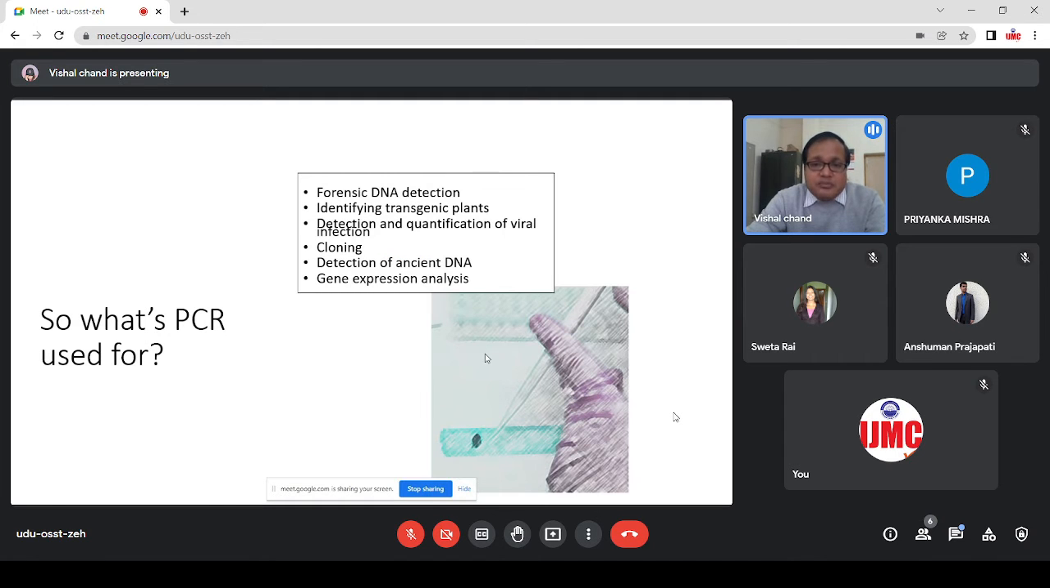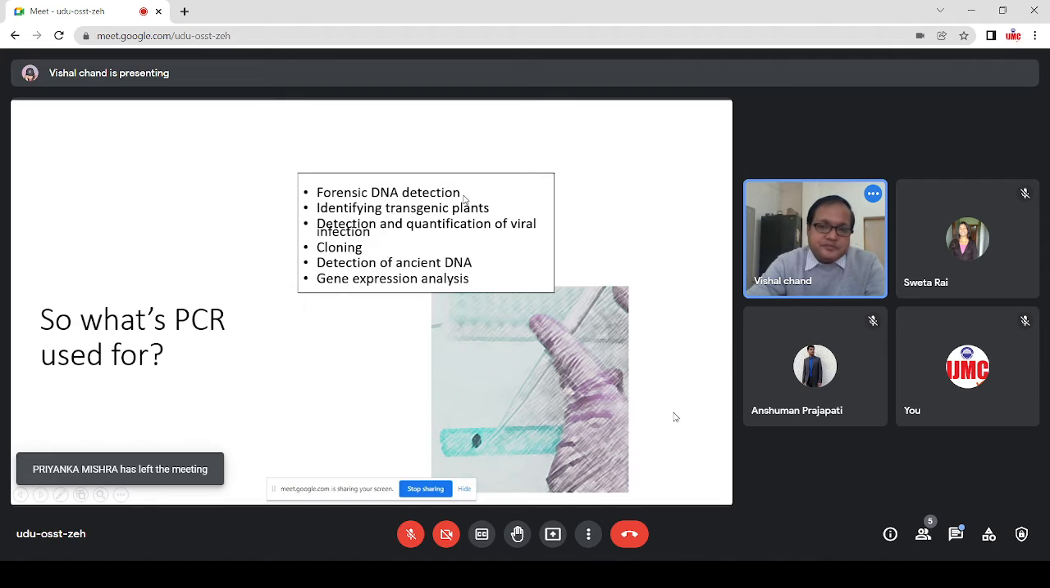And what are the other very important functions of PCR? PCR helps in forensic DNA detection. It identifies transgenic plants. It helps in the detection and quantification of viral infection. It helps in cloning, in the detection of ancient DNA, and also in gene expression analysis. So these are all the various methods for which we use PCR.